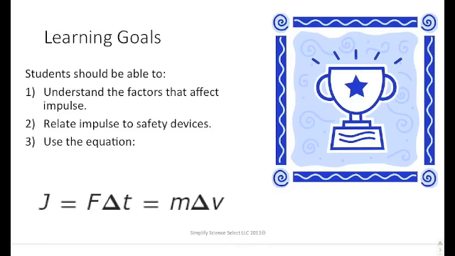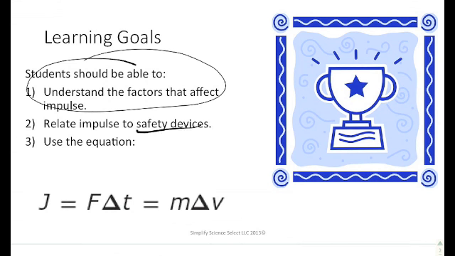So we want to look at the learning goals for this one, and it says you should be able to understand the factors that affect impulse. So you should know what impulse is, and then you should be able to say, based on the factors that affect impulse, what can I do with it? Can I design some sort of safety device in order to keep something safe?